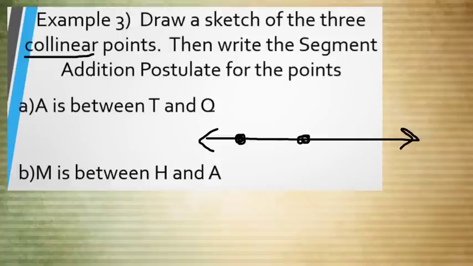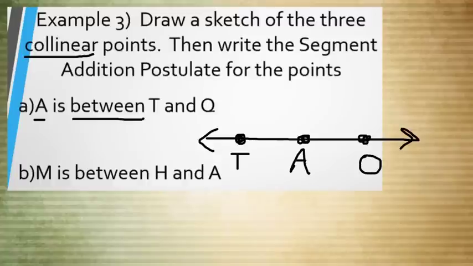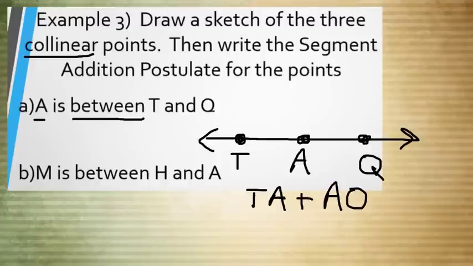Again, 3 collinear points all in the same line. Now we want to make sure that A is between T and Q. So I'm going to put A here, and have T and Q. So again, we're writing that TA plus AQ is equal to TQ. That is the segment addition postulate. So when I tell you to write the segment addition postulate, that's what I mean.